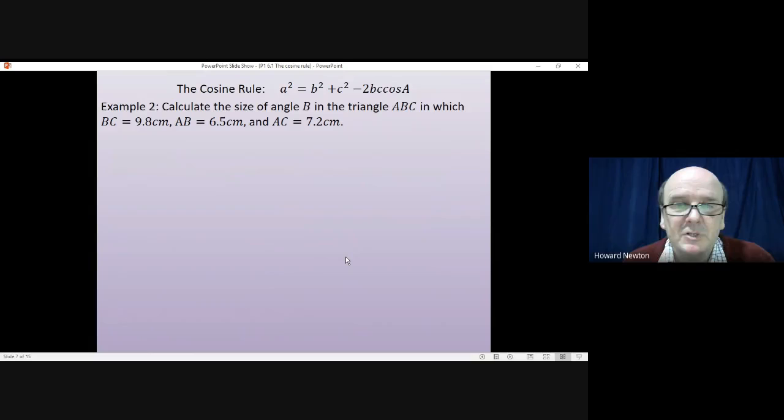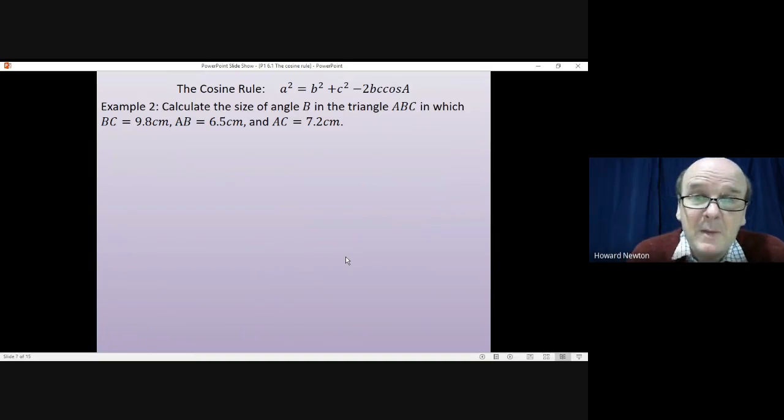Okay, example 2. This time we're trying to find the size of an angle. Again, I'd make a quick sketch of the triangle and then have a go at working it out. So pause the video, have a go, and then come back to me when you're ready.